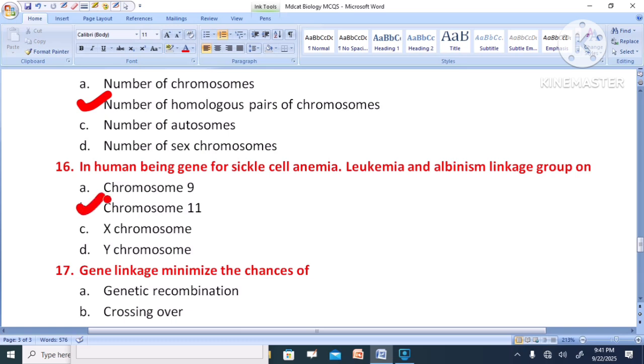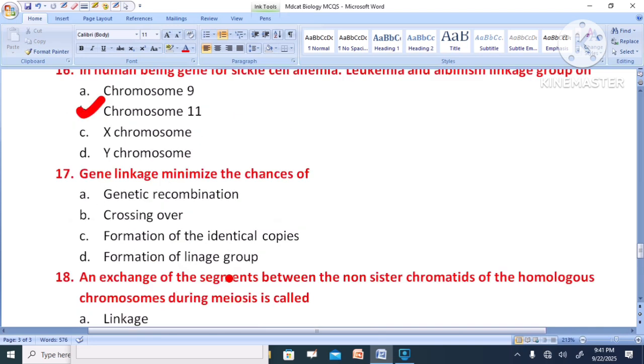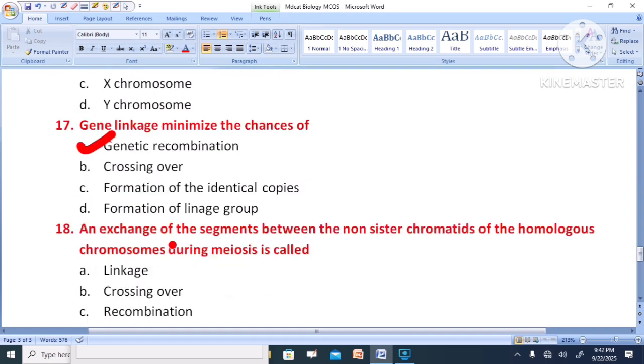So the next question is, gene linkage minimizes the chances of, the options are option A genetic recombination, option B crossing over, option C formation of identical copies, option D formation of linkage groups. So the right answer is option A, genetic recombination.